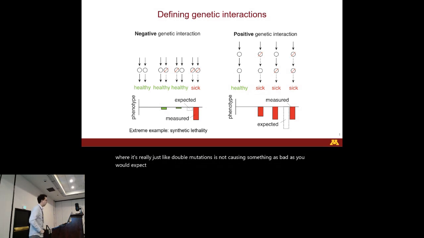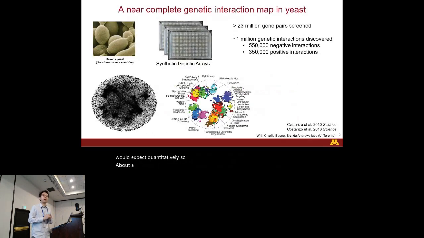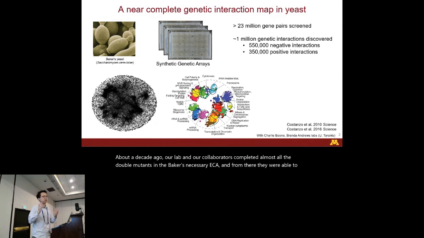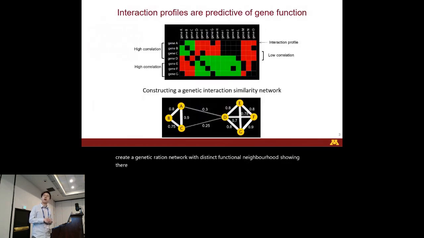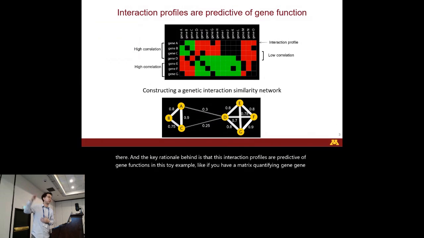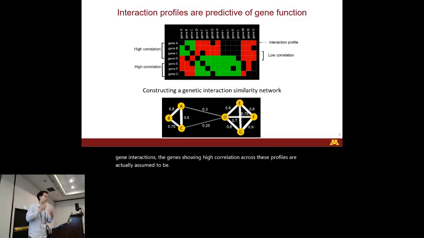About a decade ago, our lab and our collaborators completed almost all the double mutants in the baker's yeast, Saccharomyces cerevisiae, and from there they were able to create a genetic interaction network with distinct functional neighborhoods shown there. The key rationale is that these interaction profiles are predictive of gene functions. In this toy example, if you have a matrix quantifying gene-gene interactions, the genes showing high correlation across these profiles are assumed to be more functionally related.